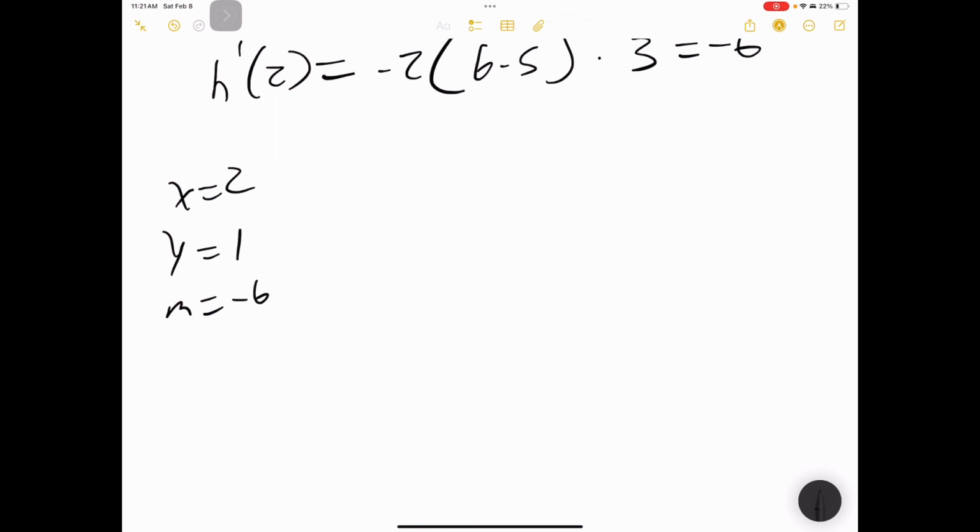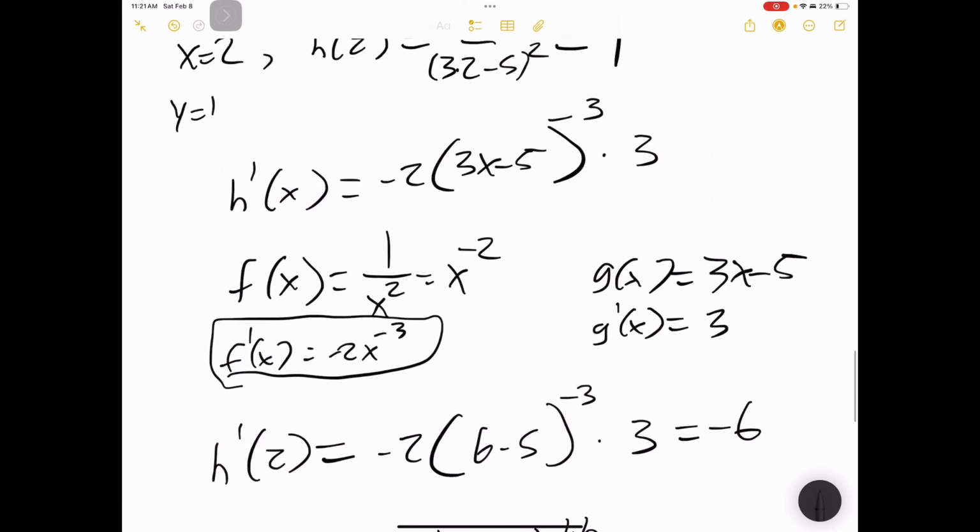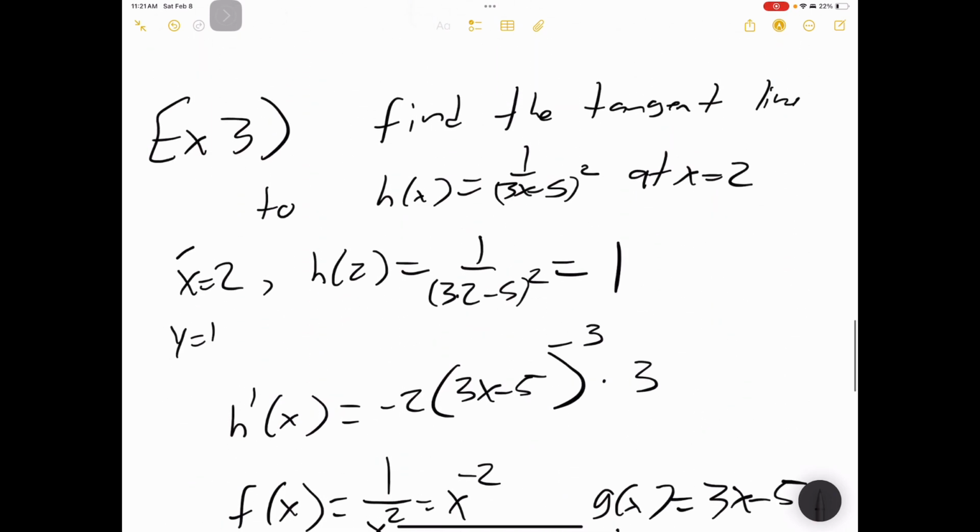From here, we can kick it back to algebra and just say we know the line that touches at this point is y equals mx plus b. We have m, x, and y, so we have 1 is equal to 2 times negative 6 plus b. 1 is equal to negative 12 plus b. And specifically, we know that b is equal to 13. So we get the line y equals negative 6x plus 13. And that's the line that touches this function at the point (2, 1).